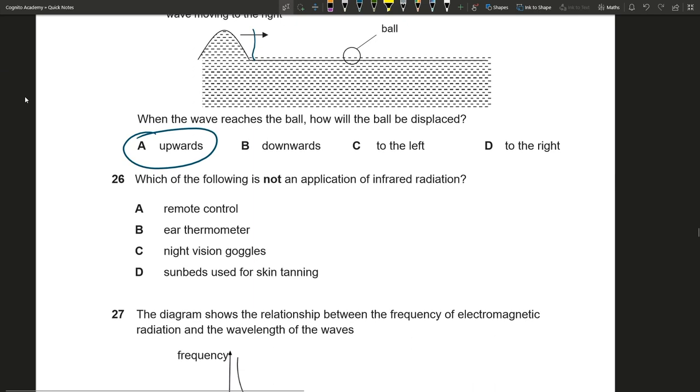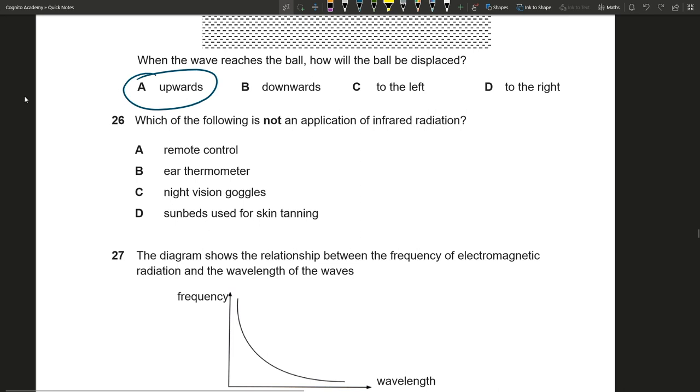Which of the following is not an application of infrared radiation? A, remote control, that's infrared. B, ear thermometer, infrared as well. C, night vision goggles, infrared as well. D, sun beds used for skin tanning. Nope, that's not infrared, that is UV. So our answer here is D.